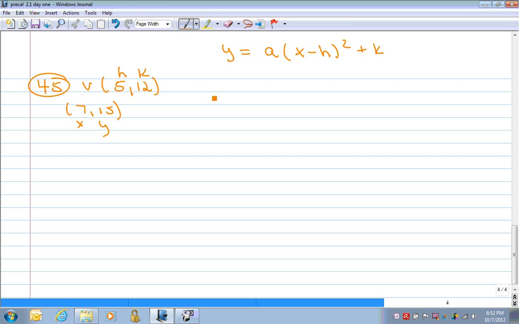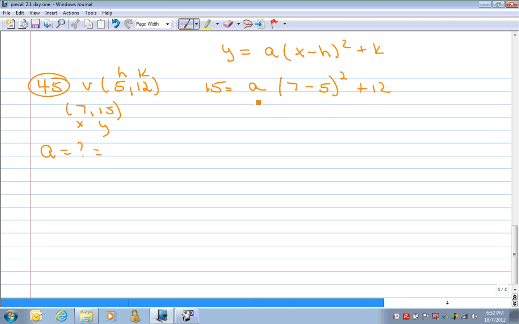So our y value is 15. We're looking for a. I'm going to go down here. A equals, and we don't know what that is. We're going to find that. X we know is 7 minus h, which is 5, and then we're going to square that value, and then we're going to say plus 12.